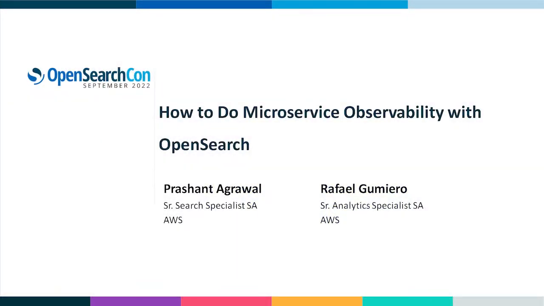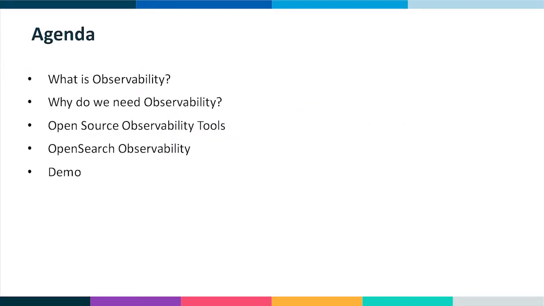For today, I'd like to talk about how to do microservice observability, of course, using OpenSearch. Basically, the agenda: what is observability? Why do you need observability? Some open source tools related to observability. In OpenSearch, all the features related to observability, and the end part of the demonstration.